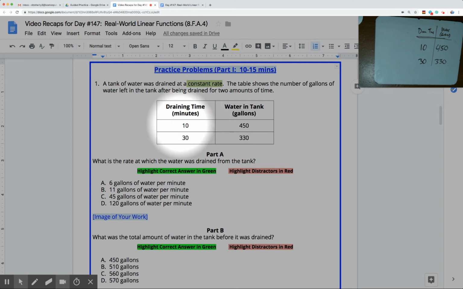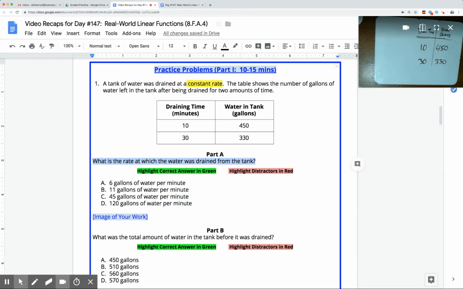So we see after 10 minutes of draining, there was 450 gallons, and then after 30 minutes of draining, we have 330 gallons. Part A and Part B, which we'll preview before looking at this table, say what is the rate at which the water was drained from the tank, and what was the total amount of water in the tank before any of the draining started. So we'll focus on Part A first. What is the rate at which the water was drained from the tank?